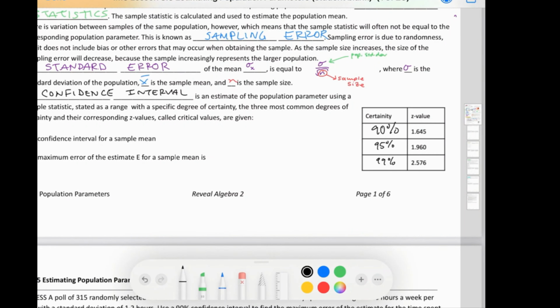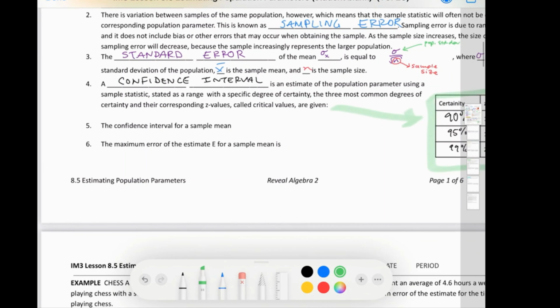Let me use the highlighter going over here. These are the values we're going to use.